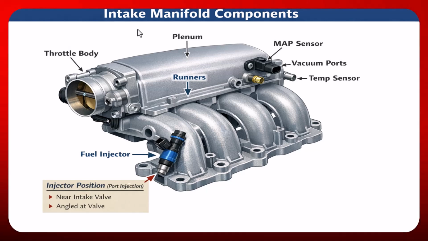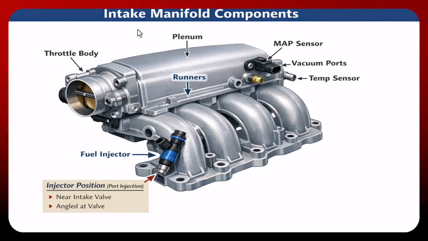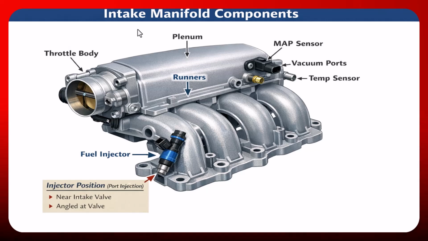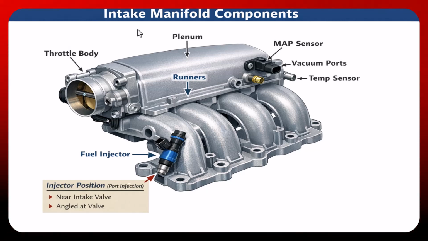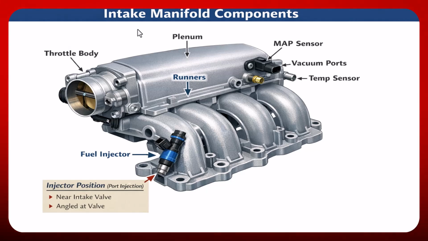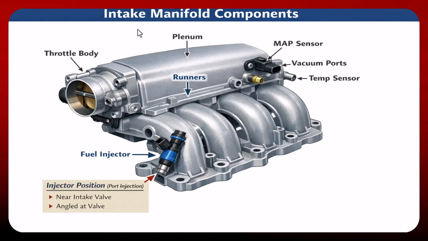Main parts of an intake manifold, as you can see in this picture. Number 1 is the plenum, the main chamber where air first enters. It acts like a reservoir that supplies air to all cylinders, okay? And about runners: tubes that carry air from the plenum to each cylinder. Their length and diameter affect performance, okay?